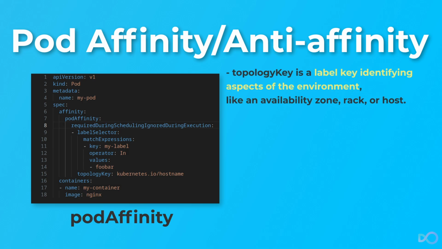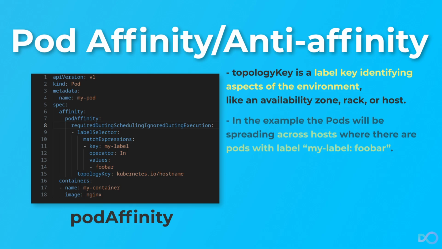In Pod Affinity and Anti-Affinity, there is a topologyKey field. It is essentially a label key that identifies a specific aspect of the physical or virtual environment, such as an availability zone in the cloud, rack, or host. In the example, the pods will be spreading across hosts where there are pods with the label mylabel: foobar. You can find more examples in the official documentation.